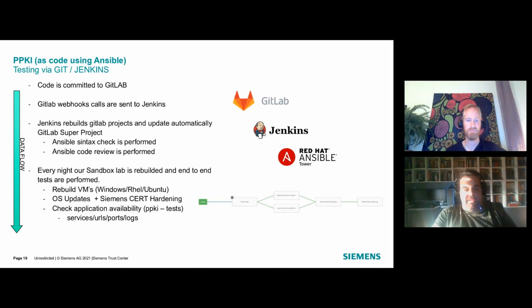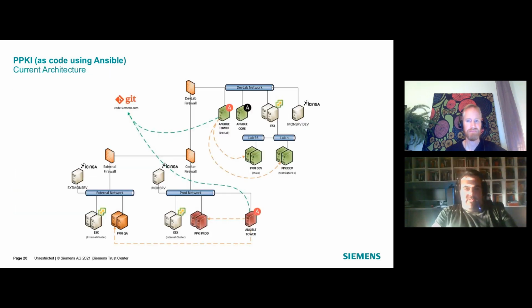So every night our sandbox lab is rebuilt and end-to-end tests are performed. So it rebuilds VMs, does OS updates, hardening, and checks the application availability. So it's really nice to have all of this working, because we can have a nice report every day and check if everything is working as it should. It's really nice. And this is our current architecture.